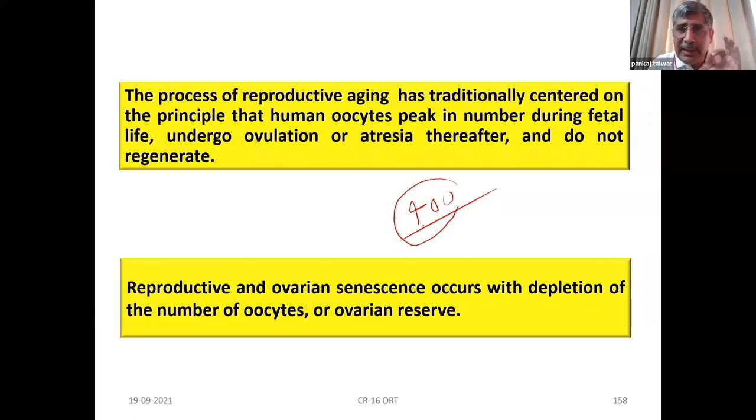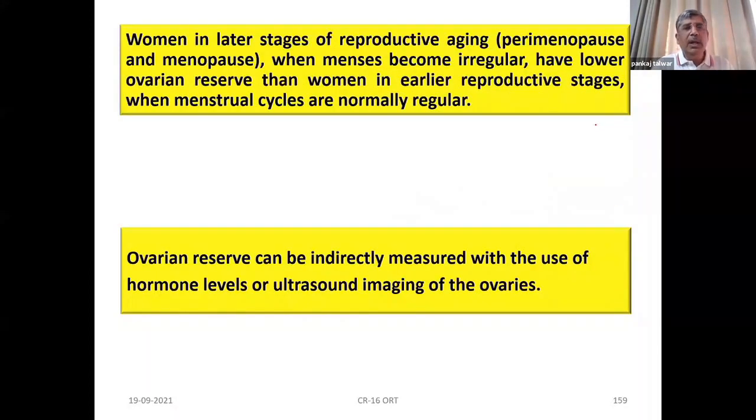I will repeat this again, gentlemen, ladies: ovarian reserve is the number. It is not the quality. It is the number. So as a woman is aging, we always find that she has a lower ovarian reserve. This we have already seen. And we have to learn to measure the ovarian reserve by doing some amount of testing, and these tests can be at a hormonal level or an ultrasound level.